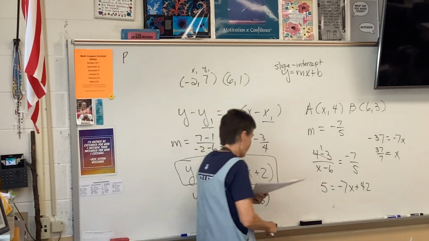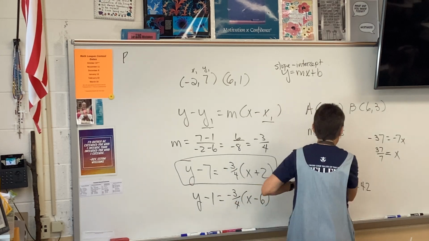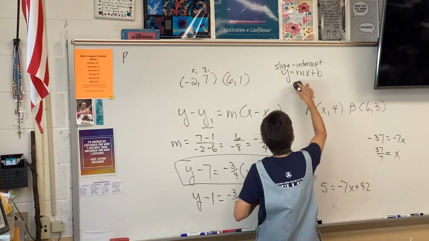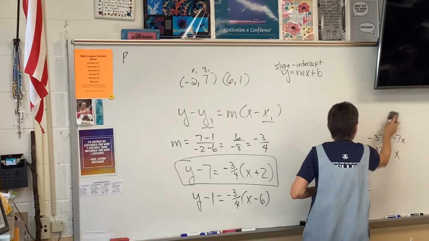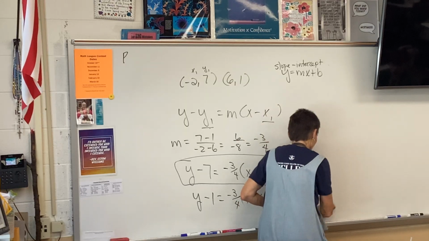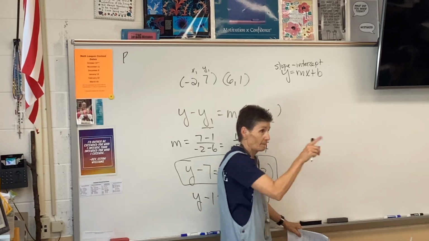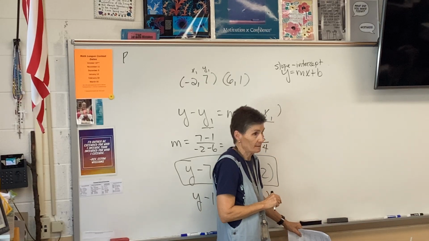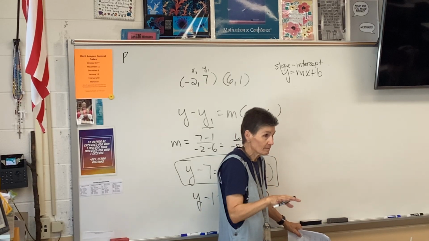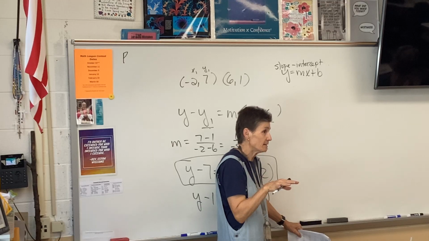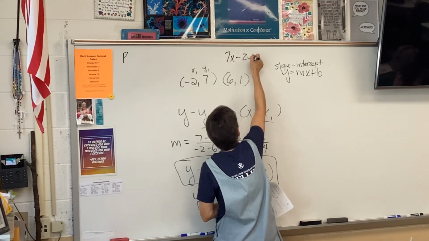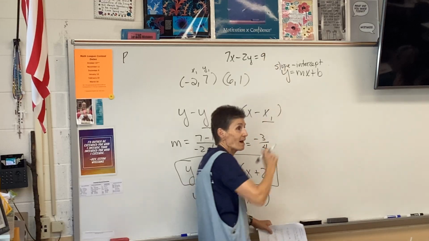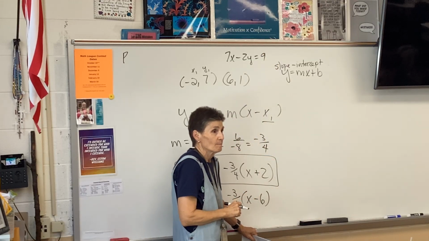Write the standard form of the line. Okay, so we talked about slope intercept. We talked about point slope. What do we mean by the standard form of a line? Ax plus by equals c. Exactly. So we're going to write a line, and in the end, it's going to look like that. It's going to look like 7x minus 2y equals 9. It's going to have that form when we're done.